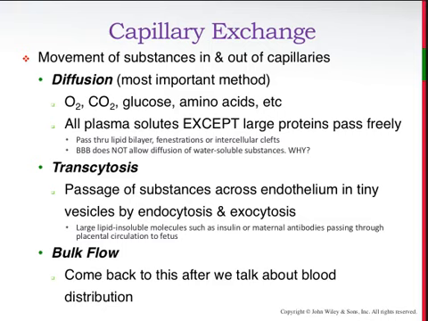The third version of capillary exchange, which you are responsible for, we'll come back to, so I want to touch on some other things before we do. In fact, I want to go through the venous side before we get to bulk flow. So what you do need to know is that we're moving substances in and out of the capillaries. We're doing it through three processes: diffusion, which is the most important method; transcytosis, which is going to work with those large lipid insoluble molecules, and we're going to use vesicles through endocytosis and exocytosis; and then bulk flow. Bulk flow being the last one, and we'll pick that one up again in a little bit.